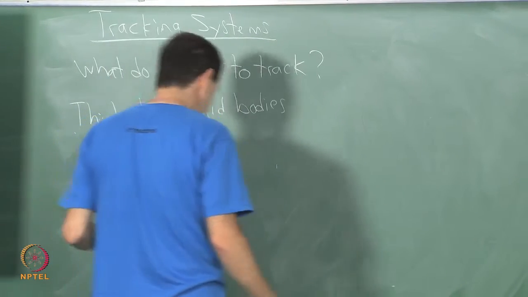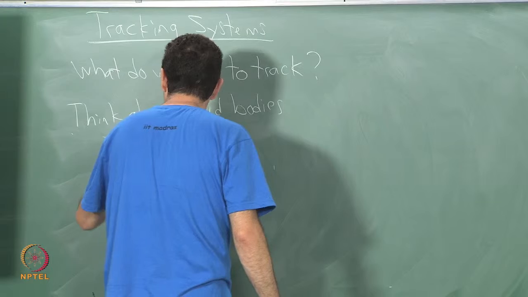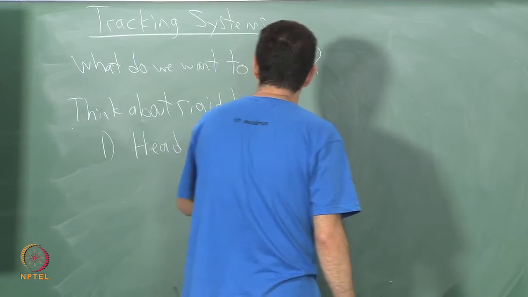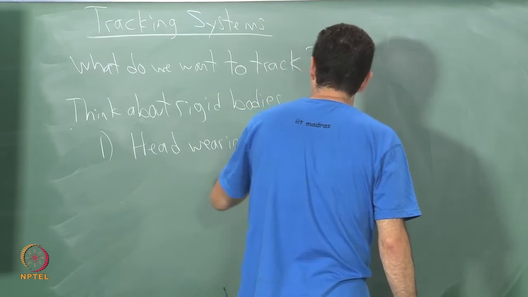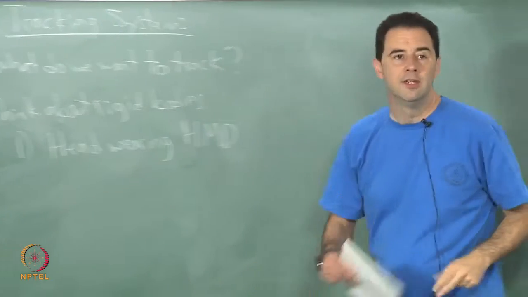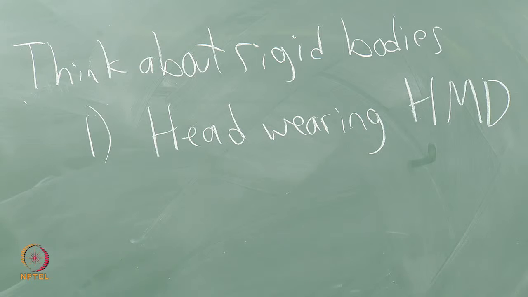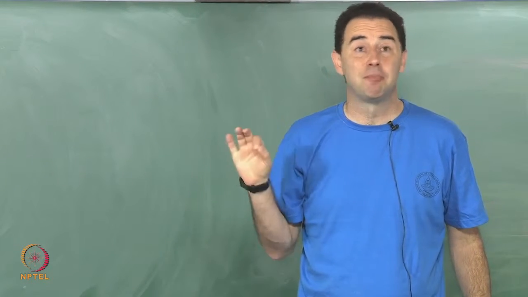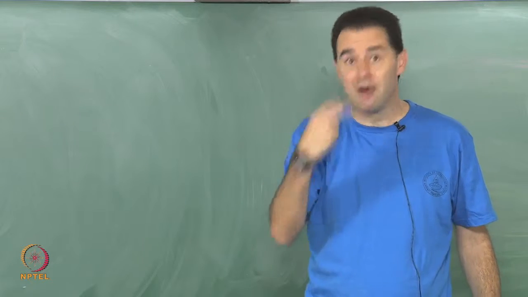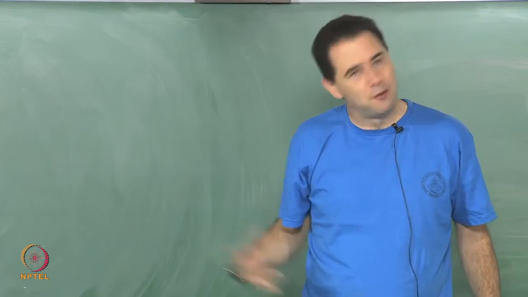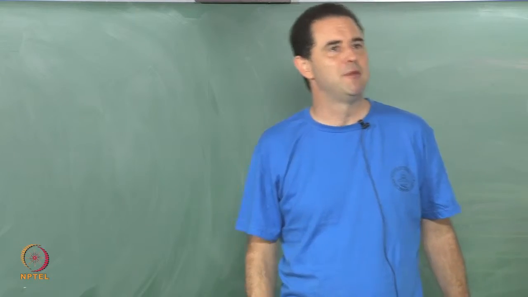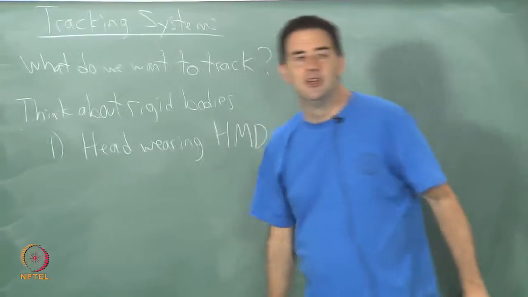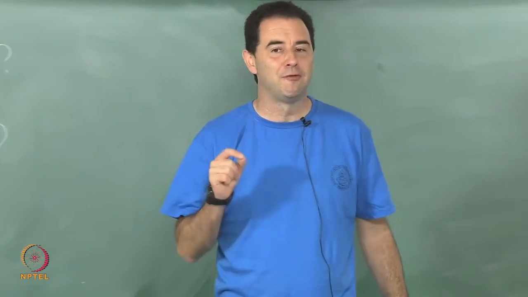The number one case that we care about is the head that is wearing the head mounted display. Need to track that. Even in a cave like virtual reality system where you have projection screens all around, if you want to change the perspective and provide stereo to the user, then you have to track their head in that scenario as well. So even beyond head mounted displays, you may still need to do head tracking in this case. So this is very important because it provides the correct viewpoint.